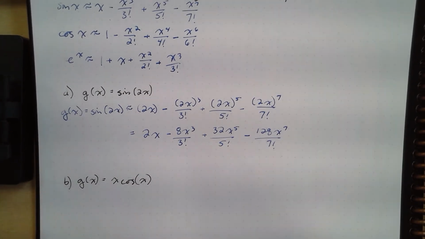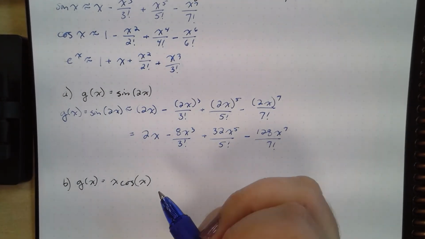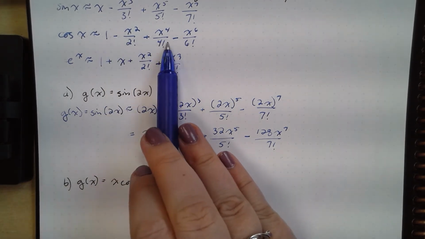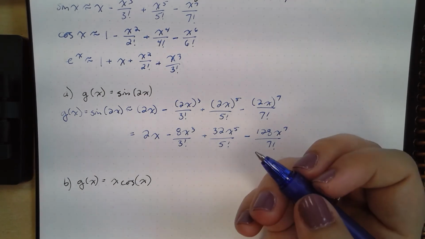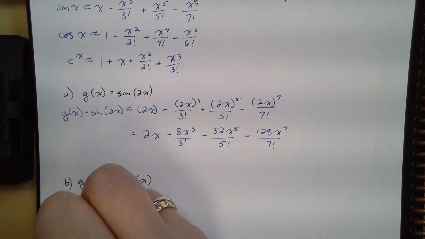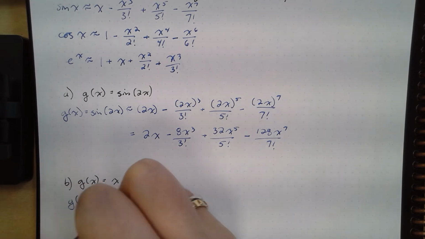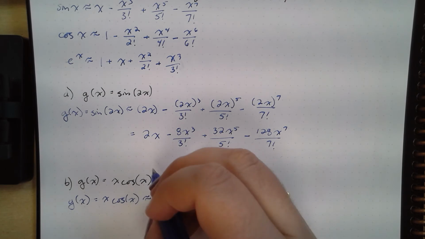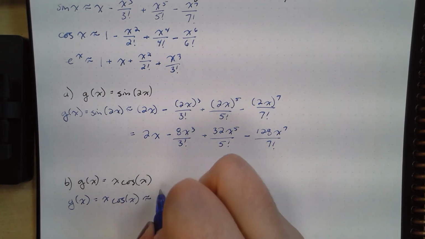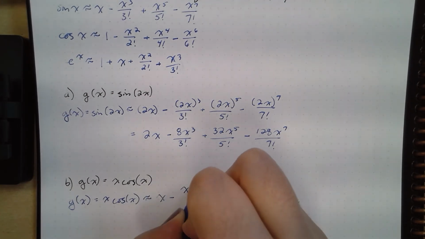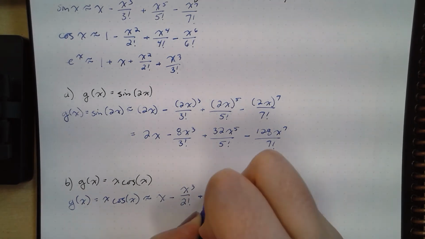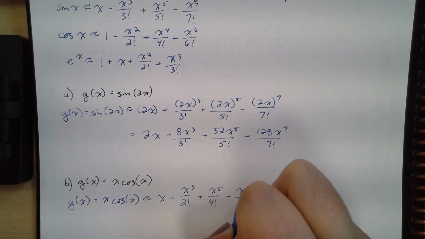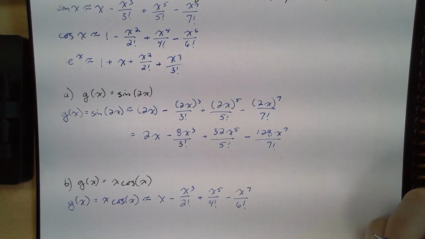All right, let's do the next one, x cosine of x. Well, if cosine of x is just 1 minus x squared over 2 factorial and so on, all I have to do now is multiply everything by x, right? So if g of x is equal to x cosine of x, then that's approximately, I'm going to multiply every single term by x. So I get x minus x cubed over 2 factorial plus x to the 5th over 4 factorial minus x to the 7th over 6 factorial. All right, there's our approximation.